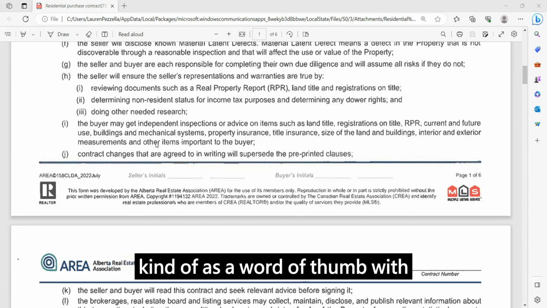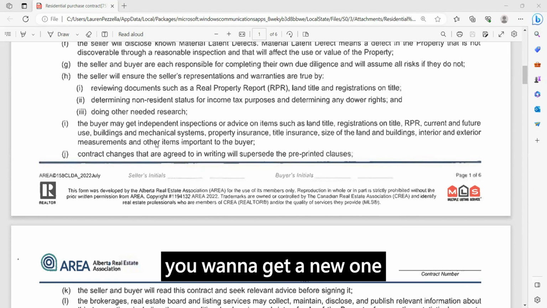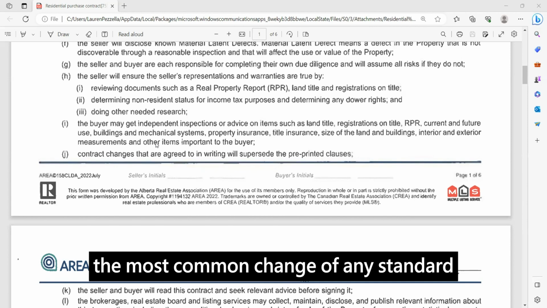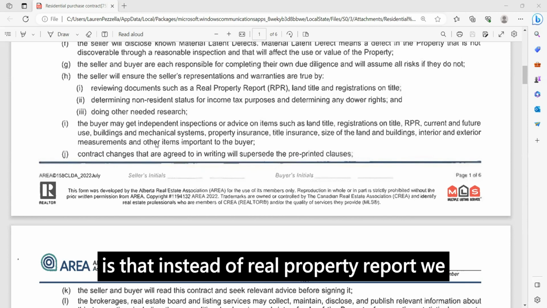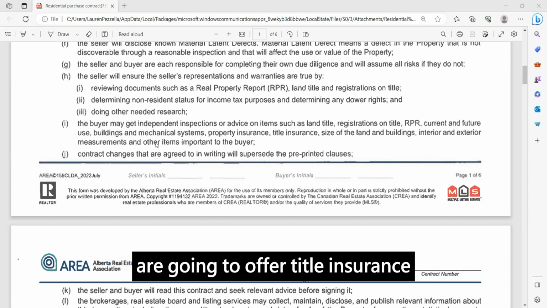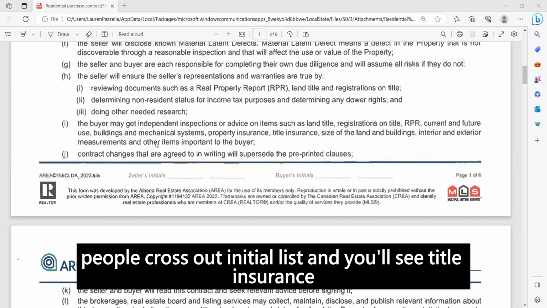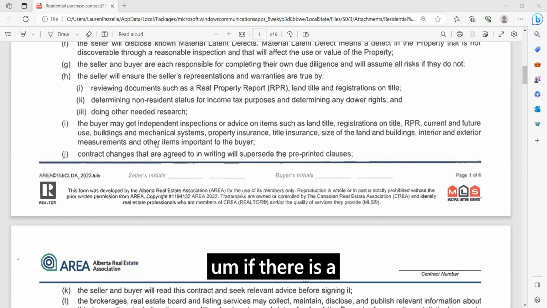Kind of as a rule of thumb, if the real property report that they're giving you is over 5 years old, you want to get a new one, or you want to get something else. And this is probably the most common change of any standard form contract that I see, is that instead of a real property report, we are going to offer title insurance. And so what you'll see is people will cross out and initial this and they'll say title insurance. Title insurance basically covers the same thing if there is a problem down the road.